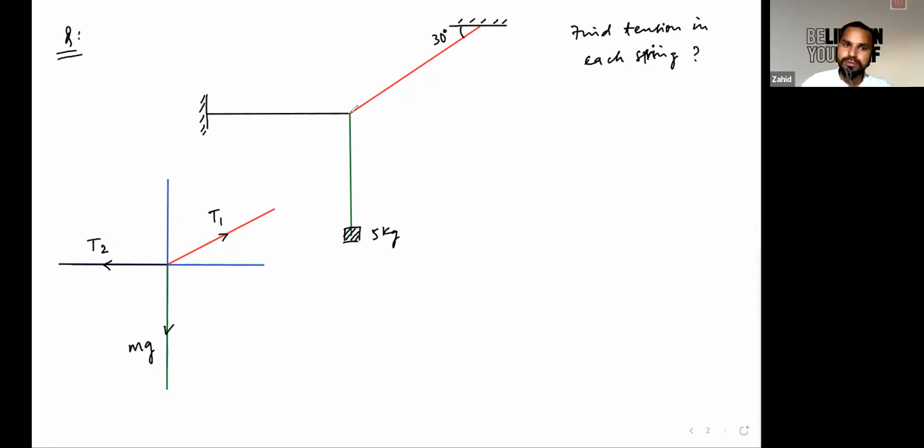Since there is no movement of this particular point, it will be termed as an equilibrium point, or you will say the net force would be 0. Now, just break this particular tension T1, due to this inclination, into two parts. First would be along this direction, termed as T1 cos 30 degrees, and one along this direction, termed as T1 sin 30 degrees. Is it clear to this part?